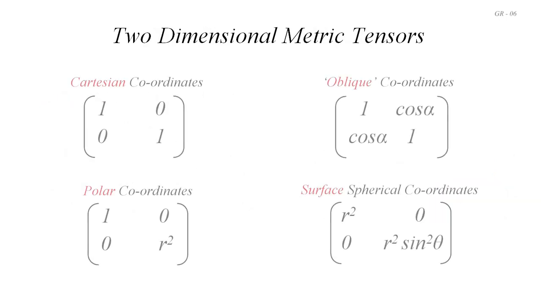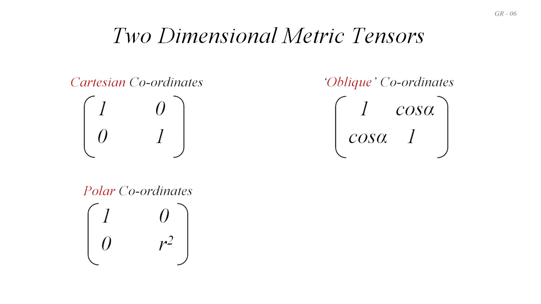Looking at these four metric tensors, we could ask a number of questions. For example, what is it about the first three of these metric tensors, or frames of reference that they represent, which makes them able to make measurements of flat spaces, flat surfaces?